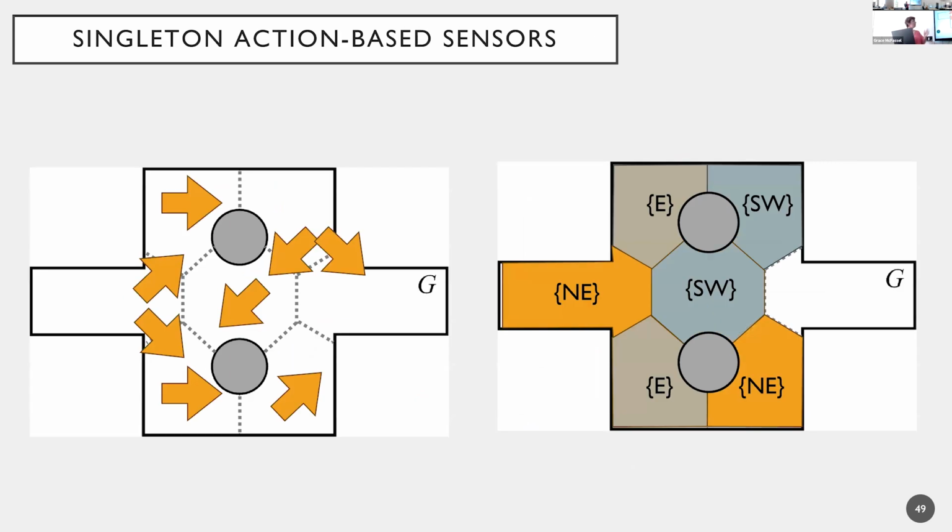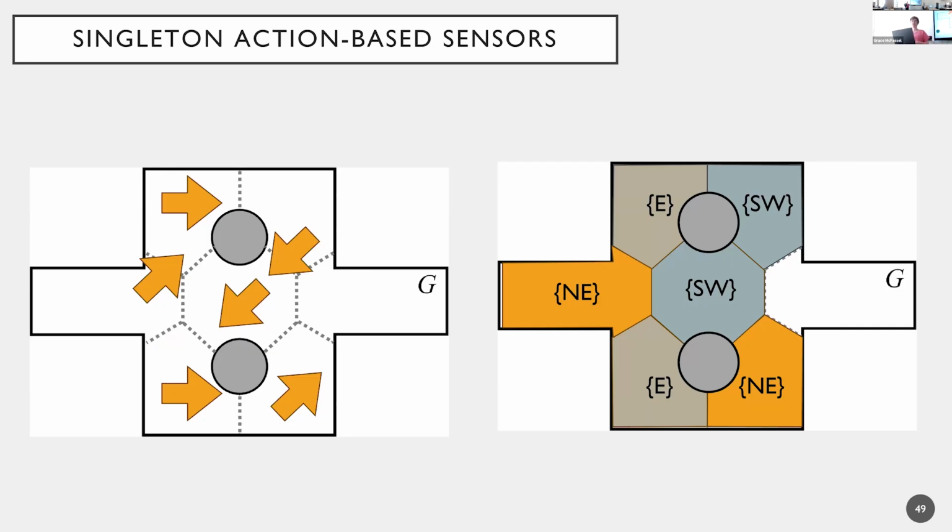And finally, we end up with a partition like we saw before. So we have a relation between observations, which came from regions of the world, and actions, which define this partition on the world. We can take a subset of the actions for this plan on the left and make these simply regions that prescribe a single action. And we call this a singleton action-based sensor because it prescribes a single action.